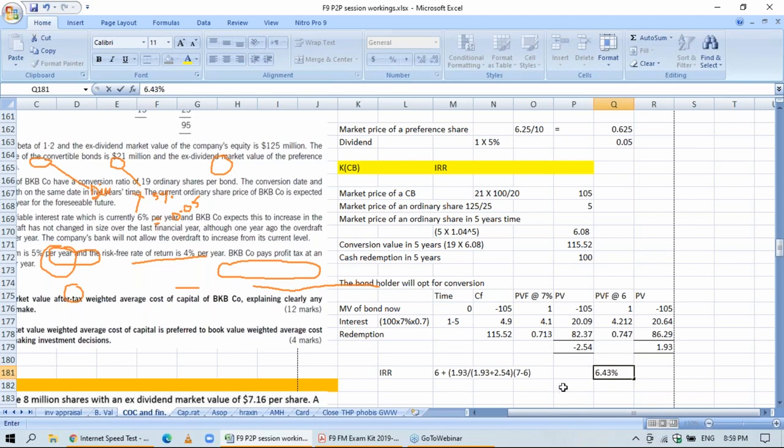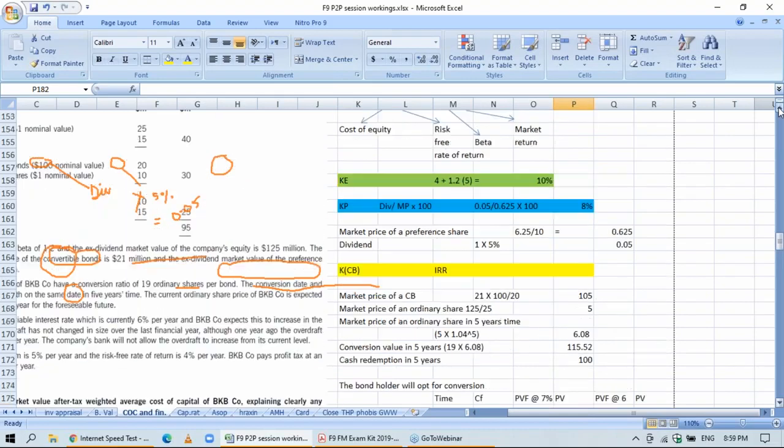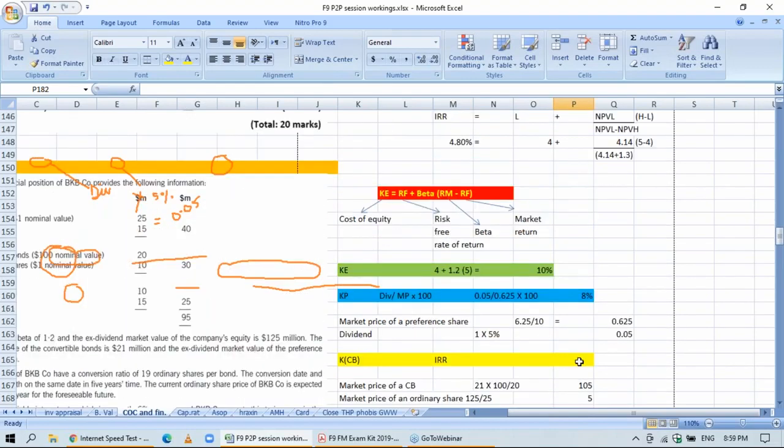So in case of a convertible bond, you have to first check whether the investor will go for a cash redemption or he will go for a conversion into shares. If he goes for conversion into shares, then at the time of redemption, you are going to use the redemption value, which is 115.52. So that's the value of the convertible bond now. So the cost of the convertible bond is 6.43%.